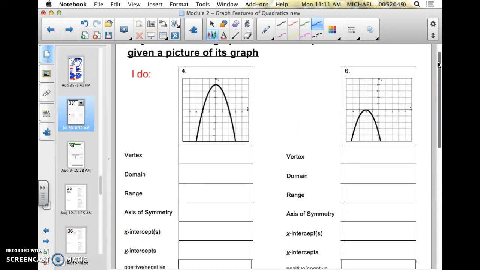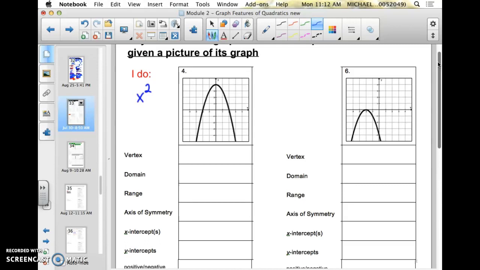So to begin, the first example, number 4, if I was given this picture of a graph, the first thing I would notice is that it looks like a U shape, an upside down U shape. So if you remember from the previous objective, a U shape represents a parabola, and a parabola is a quadratic function. So I know quadratic means that it's going to be x to the power of 2. So this function is x squared, all right?